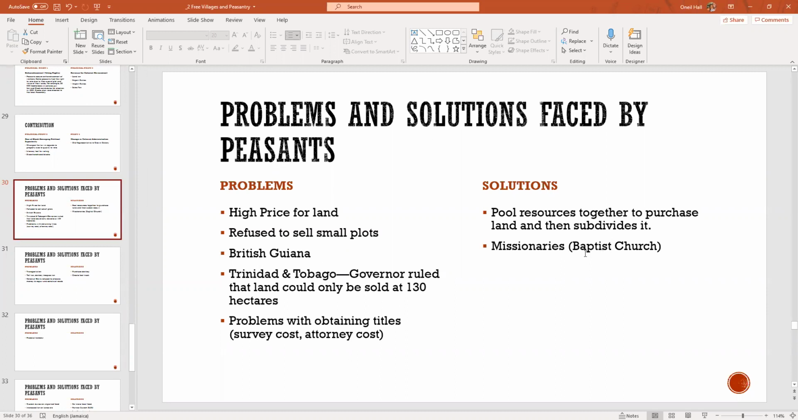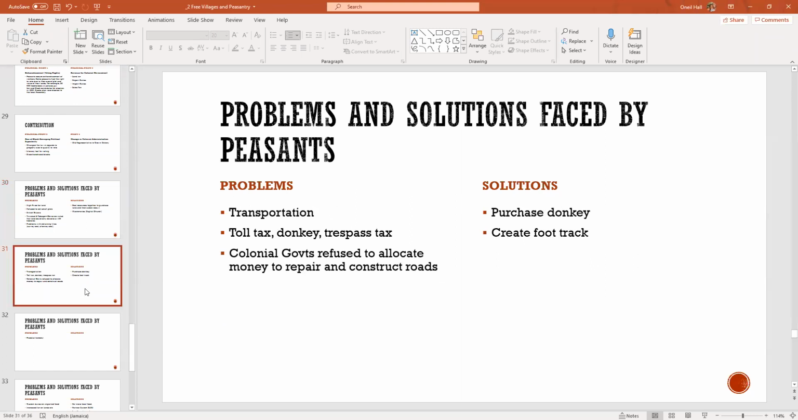By pooling their resources together to purchase land, the peasants, and then they are going to subdivide it, and the missionaries are going to help. Those are some of the ways they are going to implement to solve some of these problems that they are going to face, or they face. Another problem is that transportation was an issue for the peasants.